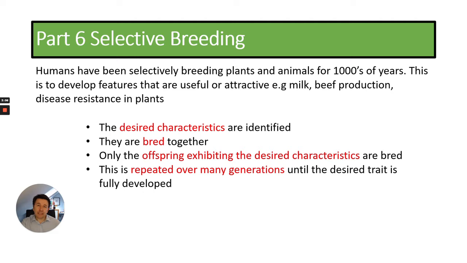Now, more than likely, in an exam question, they would give you some information on a particular plant or animal and ask you to talk about how you would go about selectively breeding that particular example. So you would use this as the process, but you would then in your answers mention the example that is mentioned in the exam question. So let's have a look at a couple of examples.